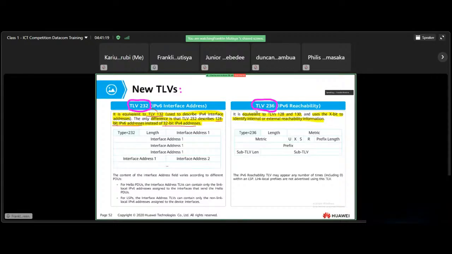Then we have TLV 236. This is for IPv6 reachability. It is similar to TLV number 128 and TLV number 130, which are found in IPv4 networks. This one defines how we are able to reach certain parts of the network.